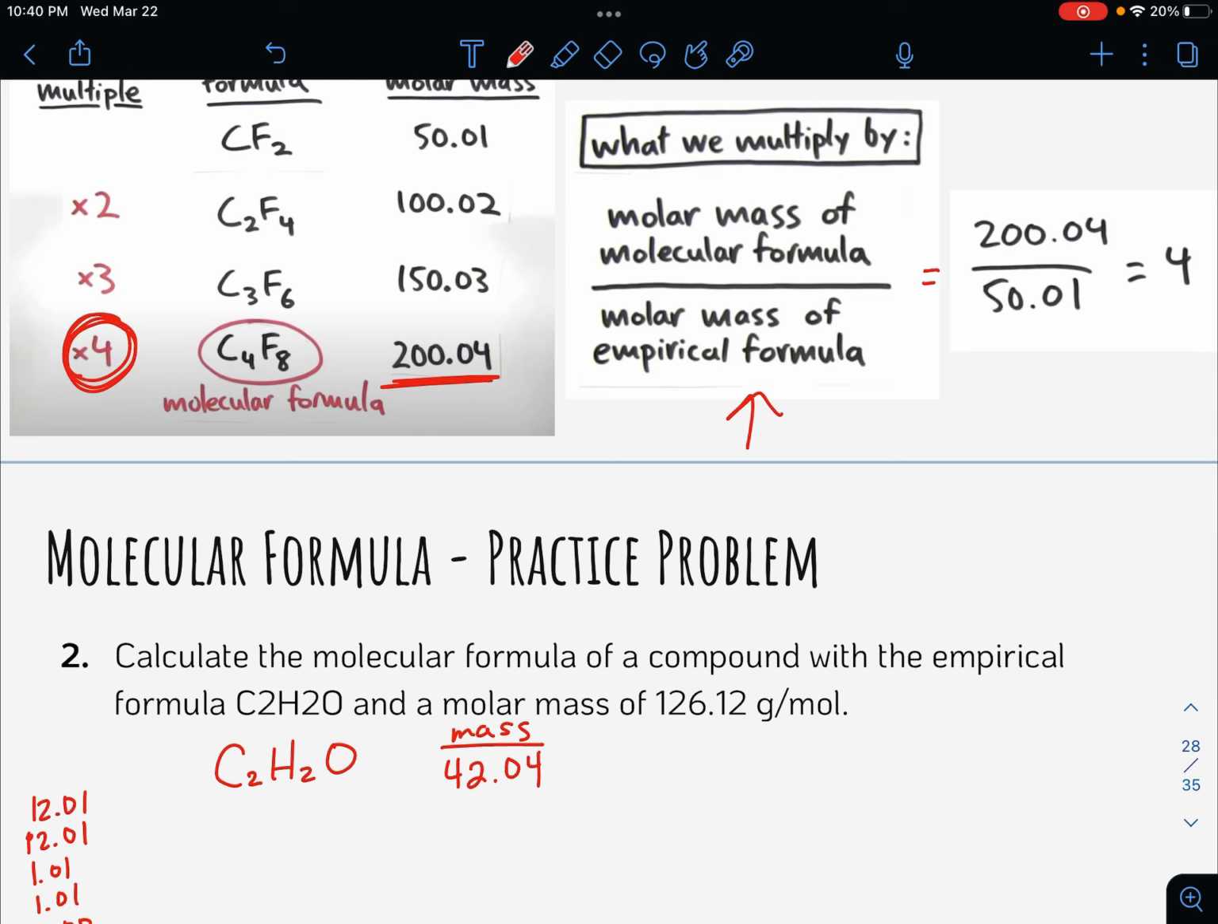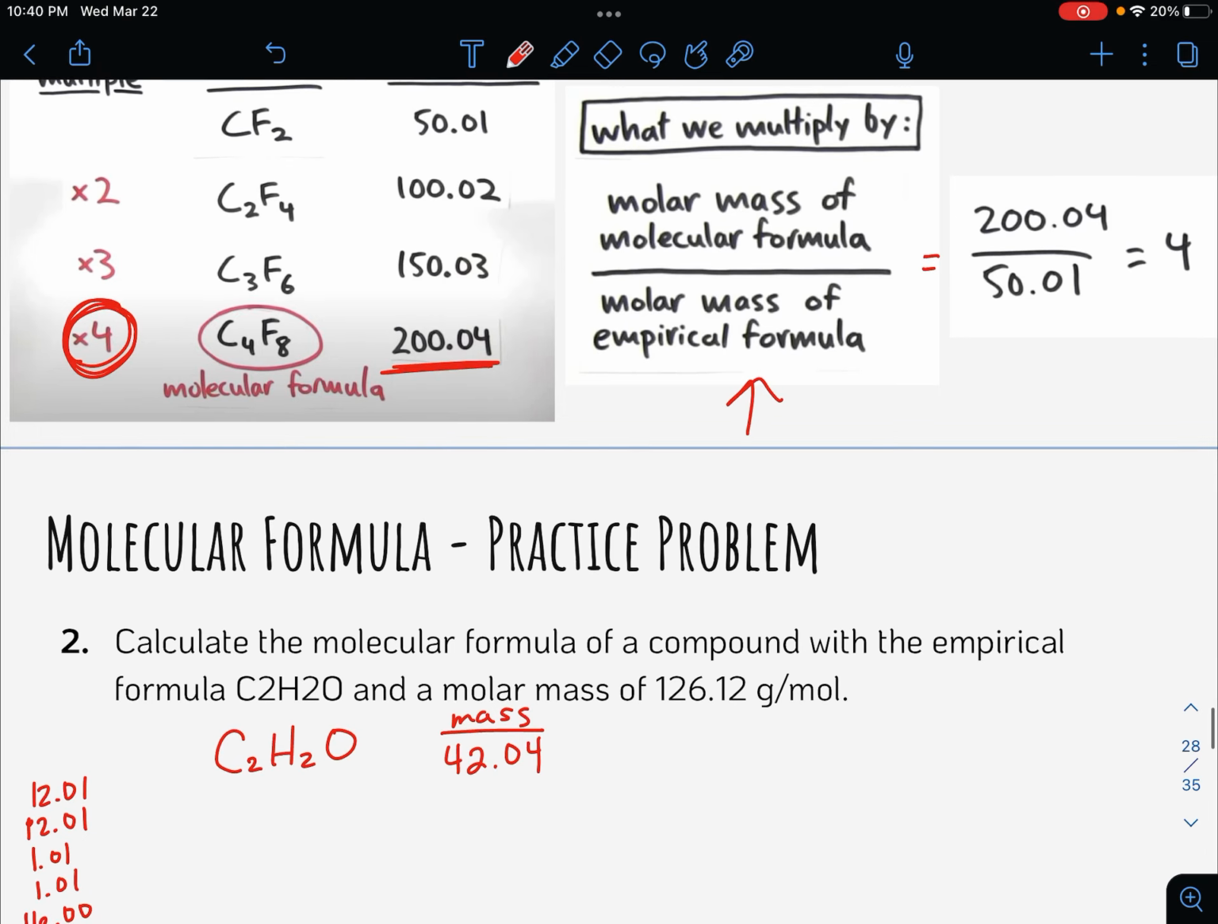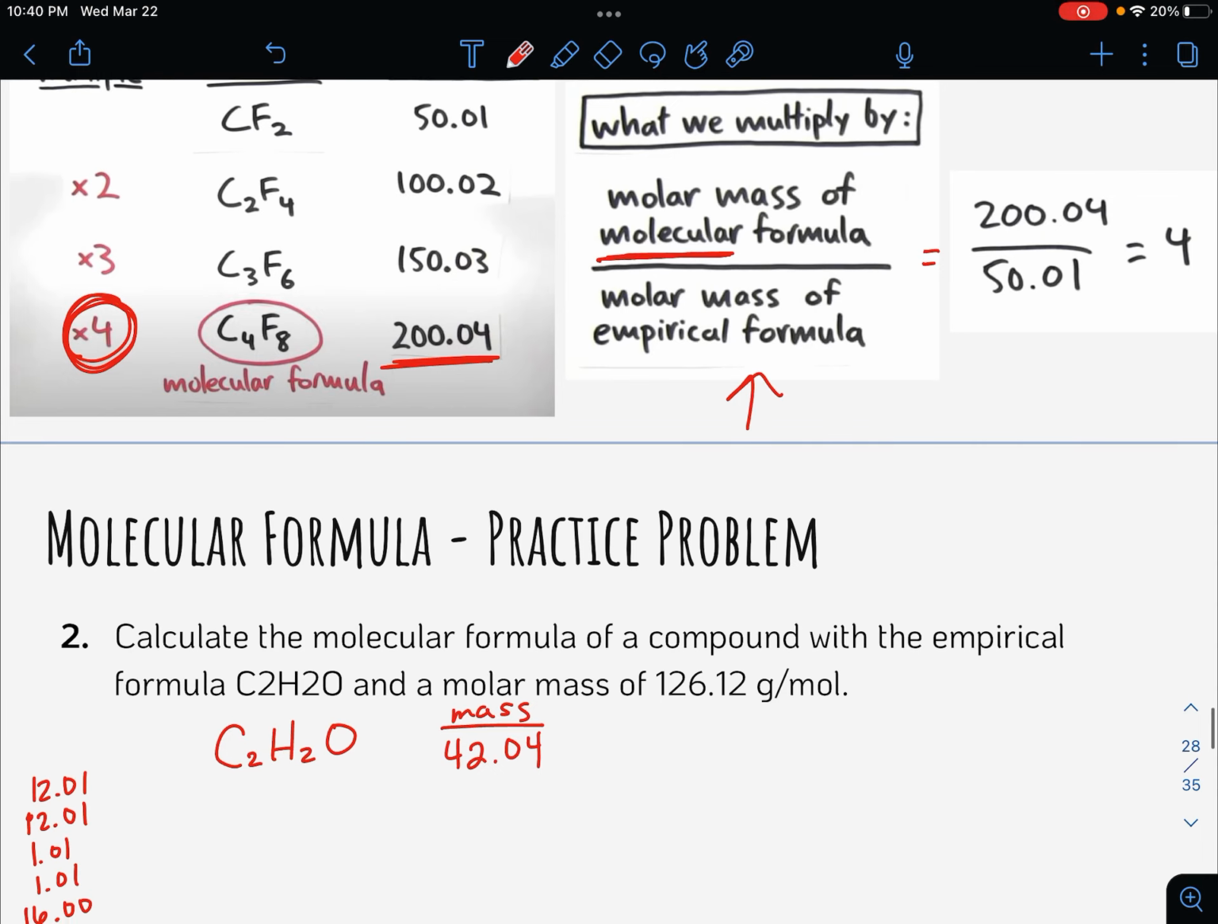Okay, so, and then we said there's a faster way to do it. The faster way is we can actually take the mass of our molecular. For this example, we're told that the mass of the molecular is 126. So we're going to take 126.12 grams per mole, and then we can actually divide by that empirical mass. So that would be this 42.04.